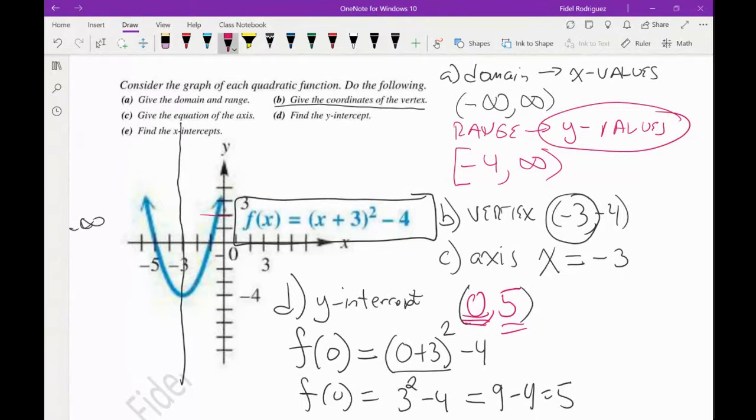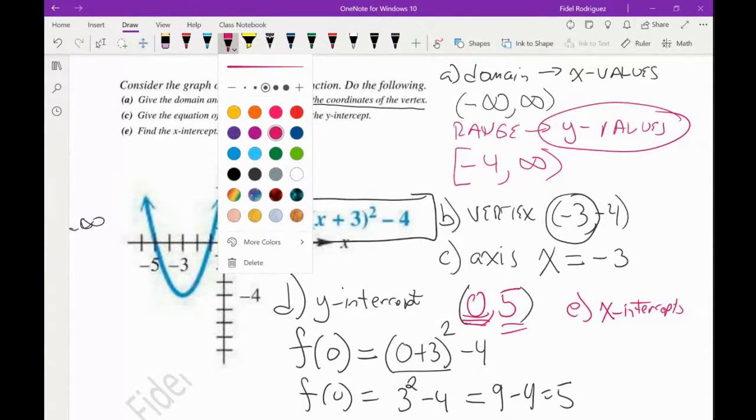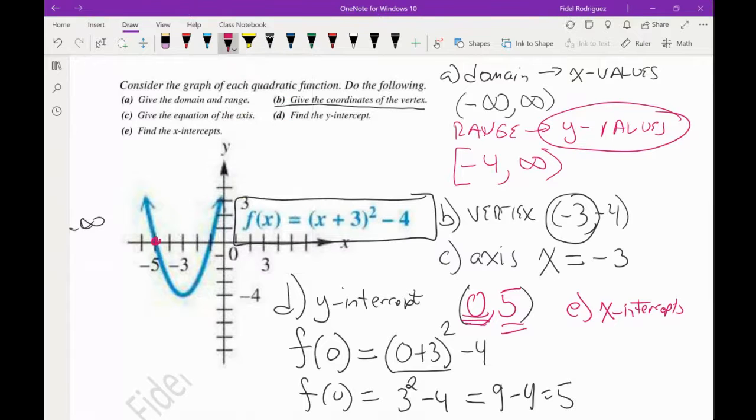Okay. Then the last part E says, can we find the x-intercepts? And we should be able to find the x-intercepts simply by looking at the picture. So if I were to come back here and look at my picture, I'd say, look, here's an x-intercept right there, and here's an x-intercept right here. So what are the coordinates of that point?